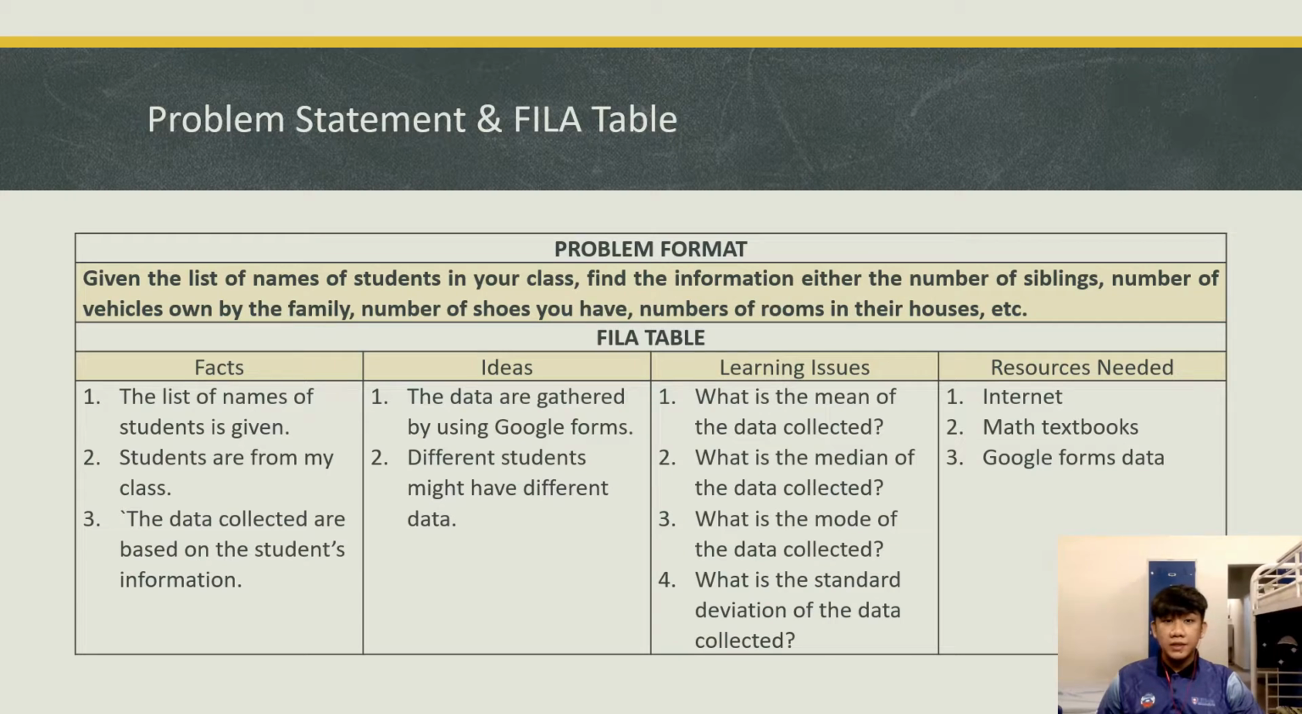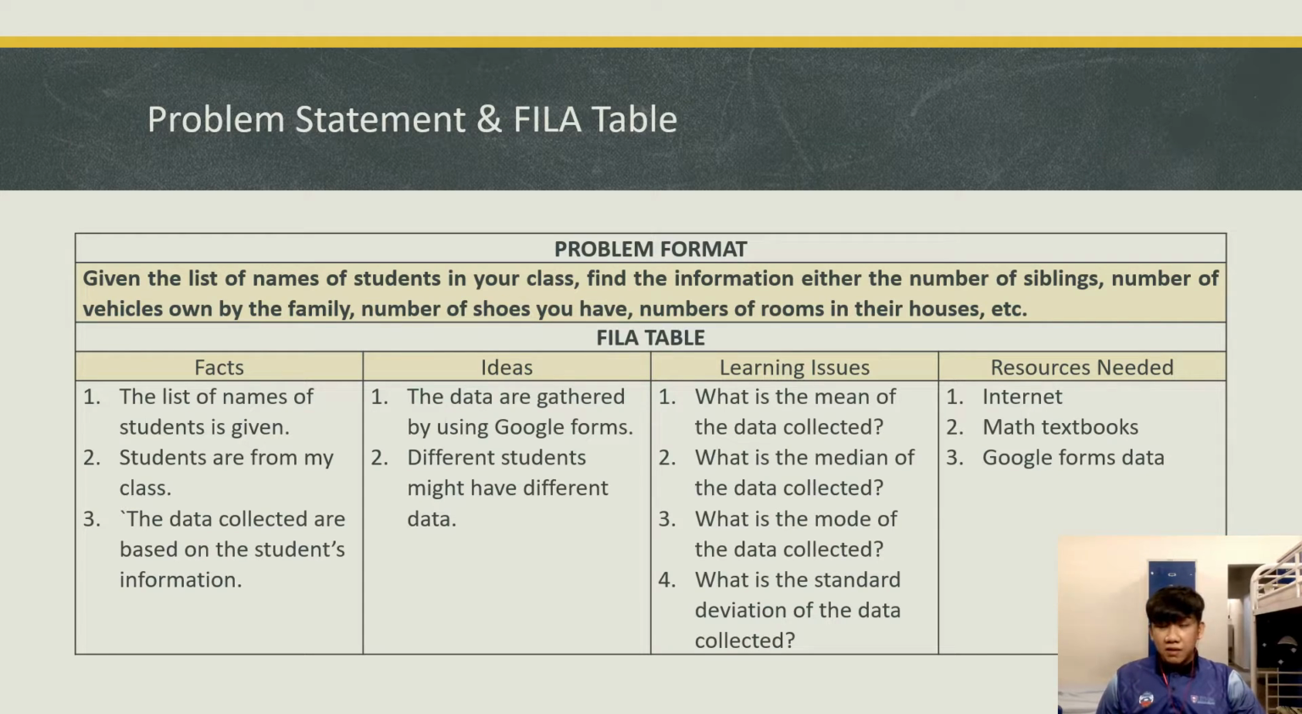Today I'm going to talk about the problem statement and the FILO table. As for the problem statement, by referring to the module, we are given the list of names of students in our class, and we are supposed to find information such as the number of siblings, number of vehicles owned by the family, number of shoes we have, number of rooms in our house, and so on.